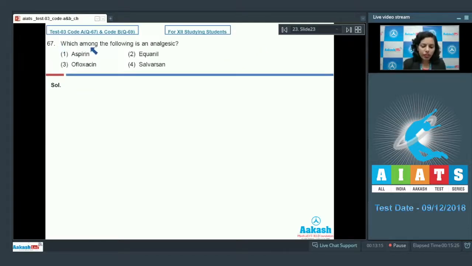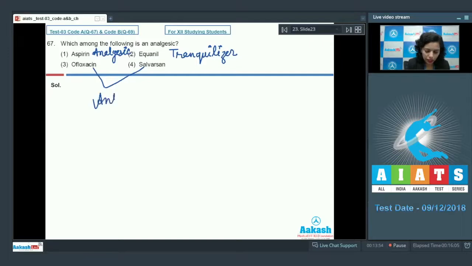Question number 67, which among the following is an analgesic? If we talk about aspirin, aspirin is an analgesic as well as antipyretic also. So this is analgesic, I'm just writing here. What about Equanil? This is a tranquilizer. Then ofloxacin and salvarsan, these two are antibiotics.